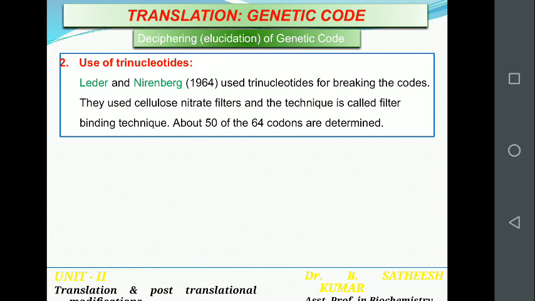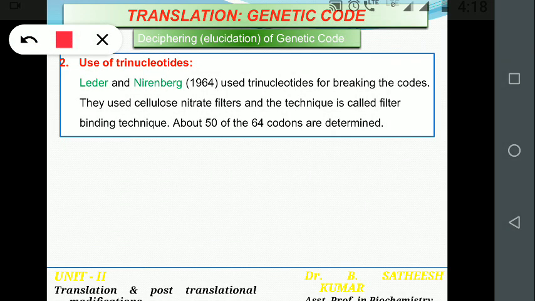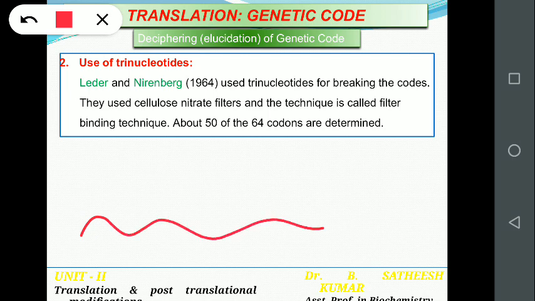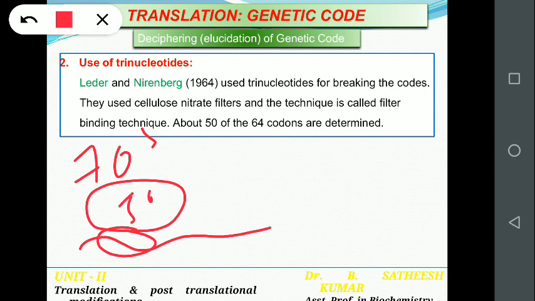To understand this experiment, you have to know some basics about translation. Then only you can understand this experiment clearly. So during the translation process, what happens? You will have an mRNA molecule, and you will always have the codons in mRNA molecules, of course. The ribosome binds to the mRNA molecule. The ribosome will have a small subunit and a large subunit. So this is the ribosome. In prokaryotes, we have 70S, so this is 50S and this is 30S.